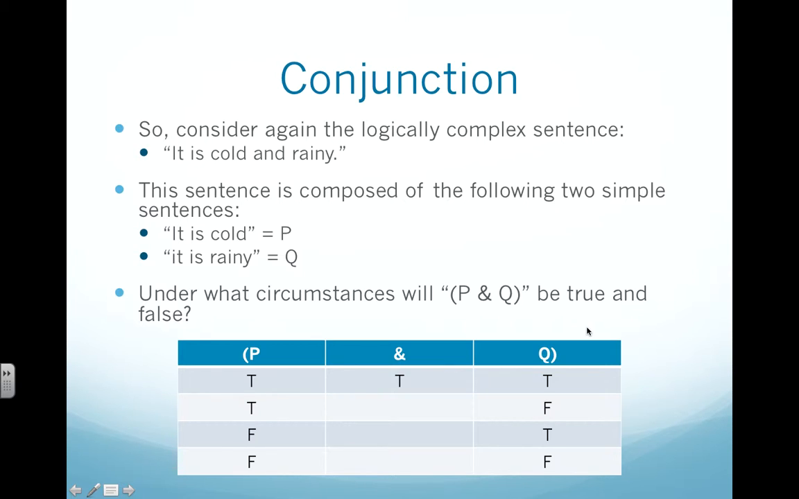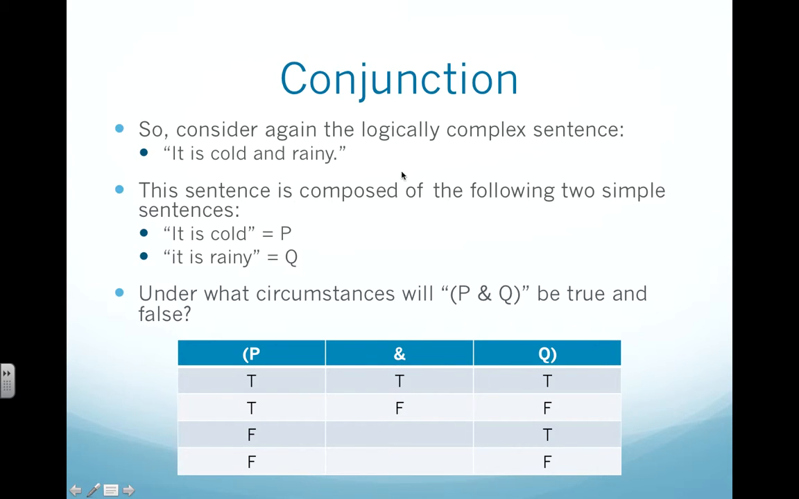Well, actually, if you think about that, I think you'll agree with me that in order for P and Q, it is cold and rainy, to be true, it needs to be both cold and rainy. If it's not rainy, then P and Q, it's cold and rainy, is actually false. So we put an F into that cell there. We put an F there under the AND on that second row where we've got a T for P and an F for Q.